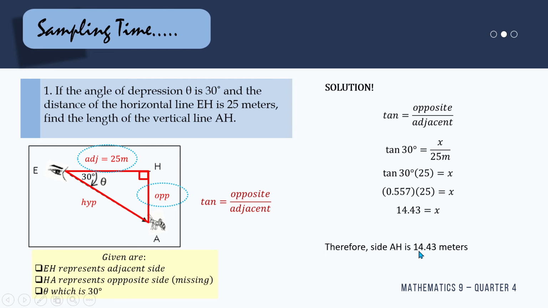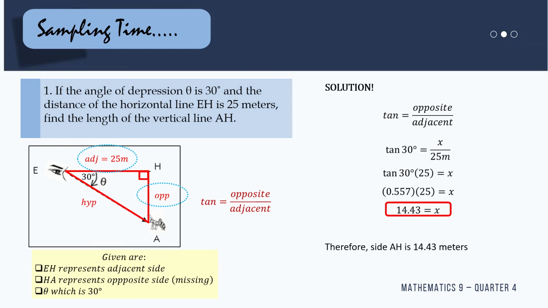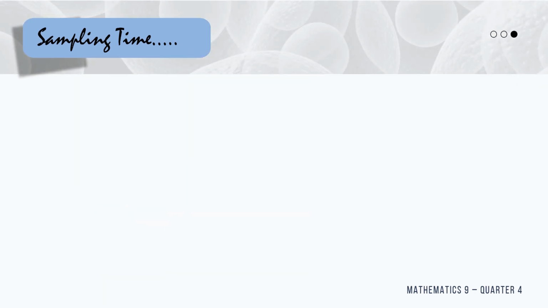So let us agree that we should express our final answer, whether it is a given side, a missing side, or a missing angle, in 2 decimal places. Okay? So example number 1 is understood. Okay. Moving on to our second example.